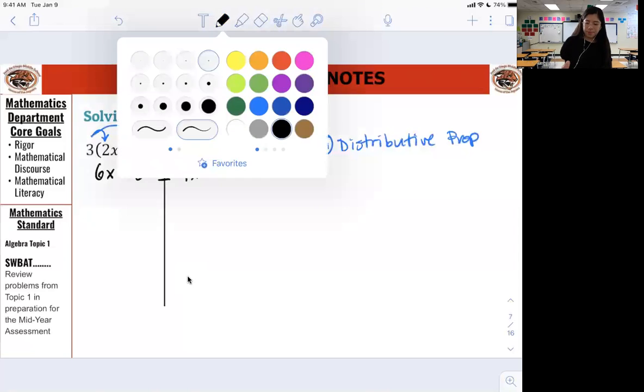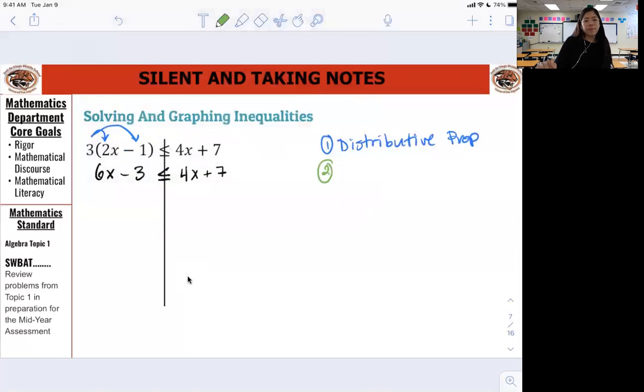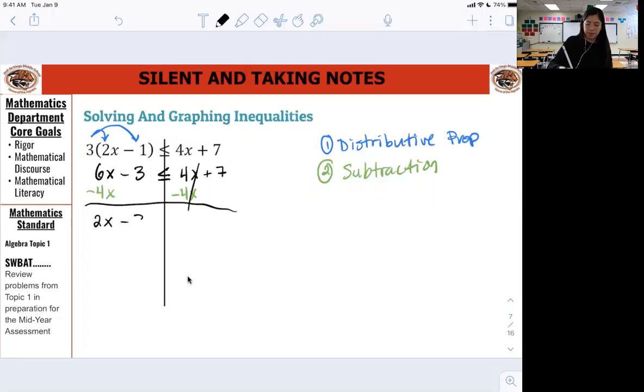Now, what do I do? Guillermo says math. Okay, what math? We take away the 4x by subtracting. Good, subtraction property. Minus 4x over here, minus 4x over there. Always line it up with whichever other number has an x with it. So 6 minus 4 is 2, so I've got 2x minus 3 is less than or equal to 7.